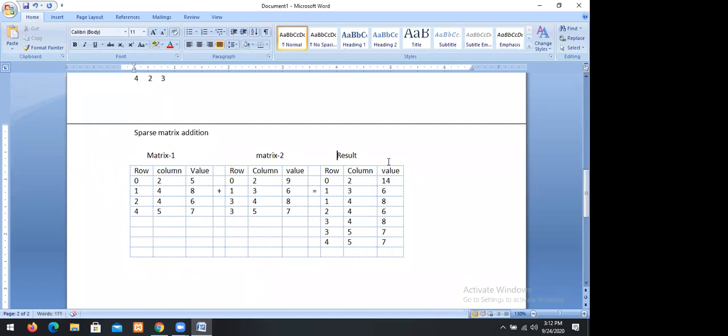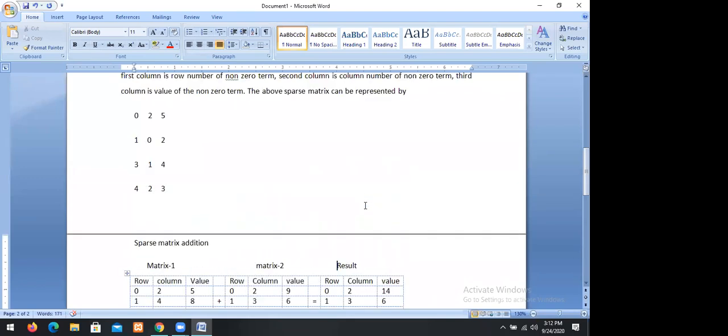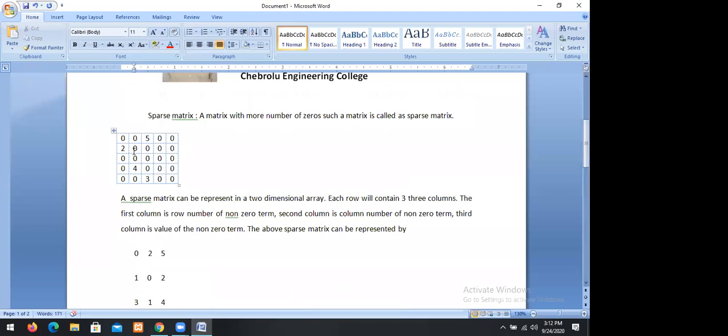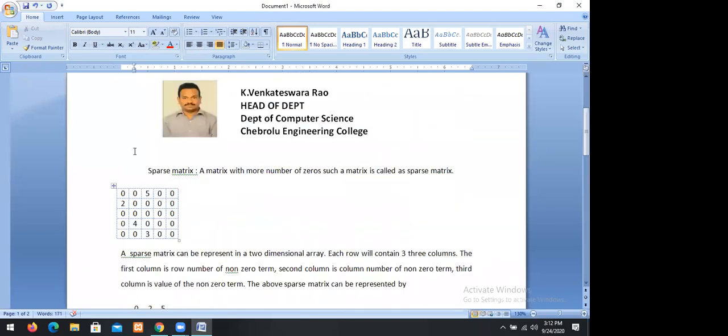To perform addition of two sparse matrices, first of all, what is a sparse matrix and how to represent a sparse matrix. This is a sparse matrix. So what is a sparse matrix? A matrix with more number of zeros compared to non-zero terms, such a matrix is called a sparse matrix.